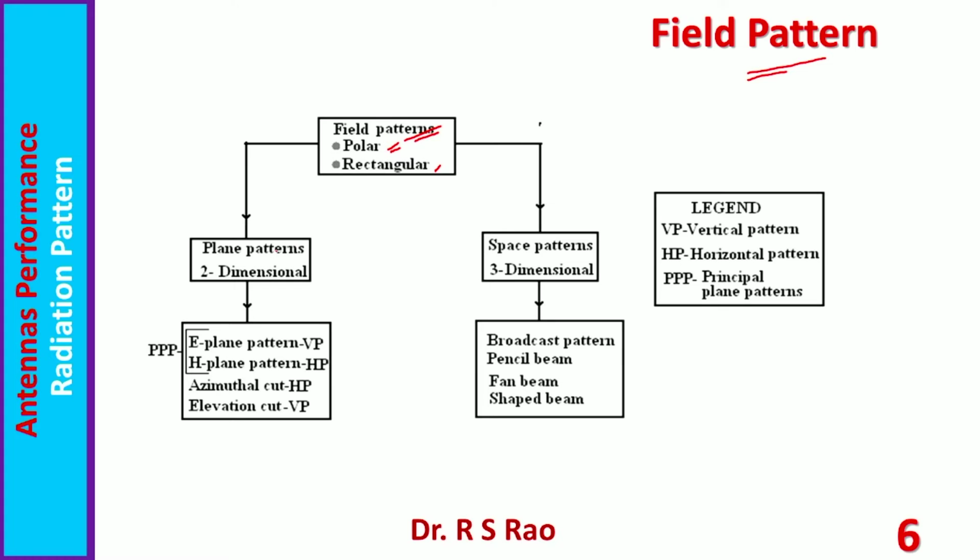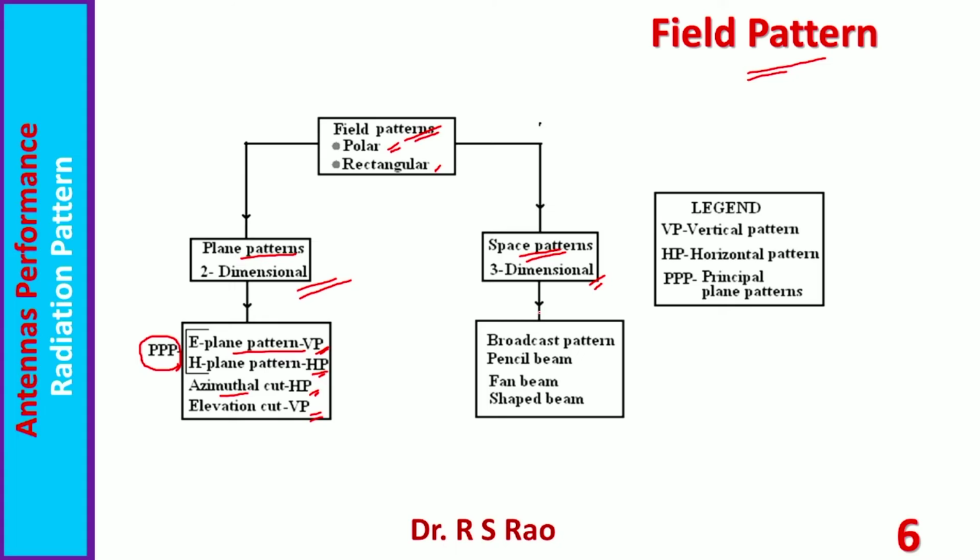Okay, two types are there again: plane patterns and space patterns. Plane patterns are two-dimensional, space patterns are three-dimensional. In plane patterns, the E-plane pattern is a vertical plane pattern. The H-plane pattern is a horizontal plane pattern. Azimuthal cut is a horizontal plane pattern. Elevation cut is a vertical plane pattern. E-plane pattern and H-plane pattern, these two are considered as principal plane patterns.